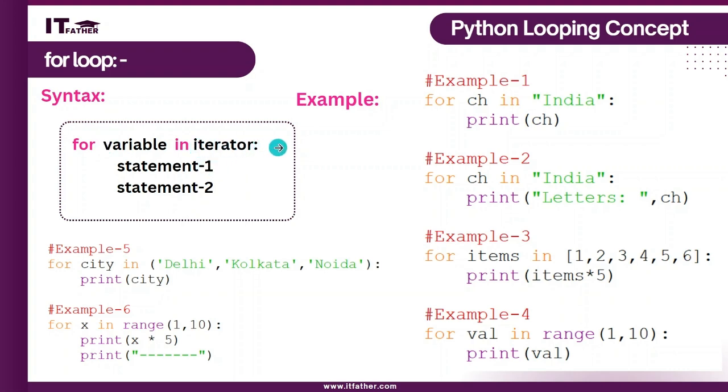Then put a colon sign, and just after the colon, it will take auto indent, and write the statement which you want to execute with the loop. Let us see the example. For example, here it is written: for ch in India, print ch. Now I think you are not getting how this works. I am showing you a practical example, right?